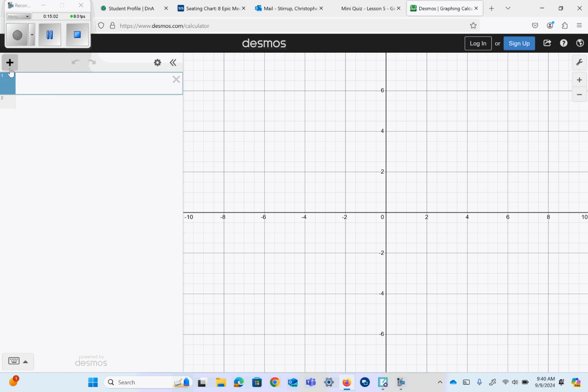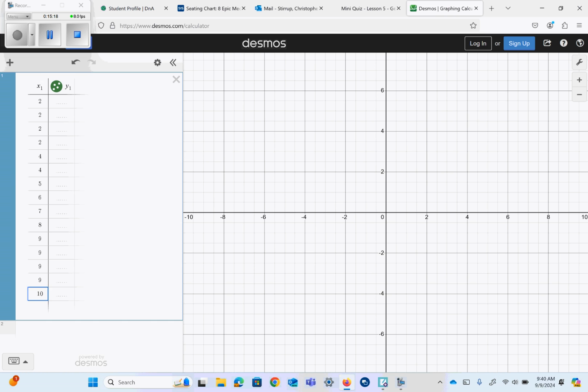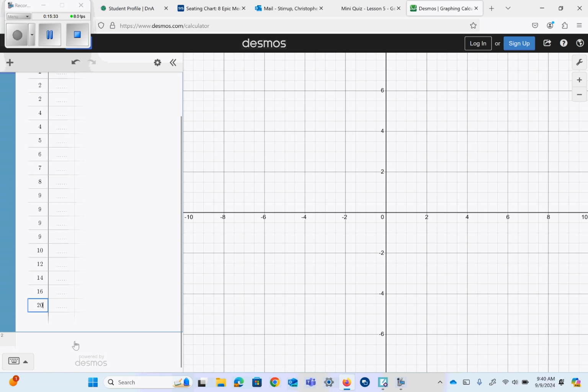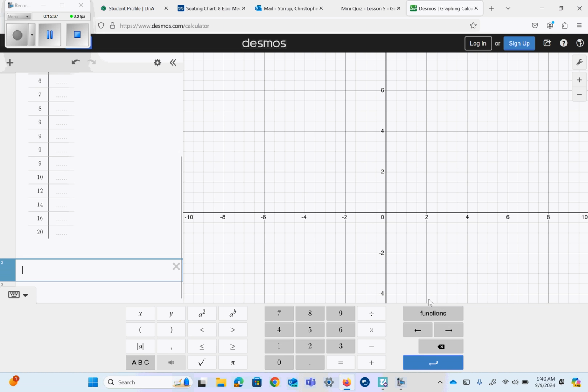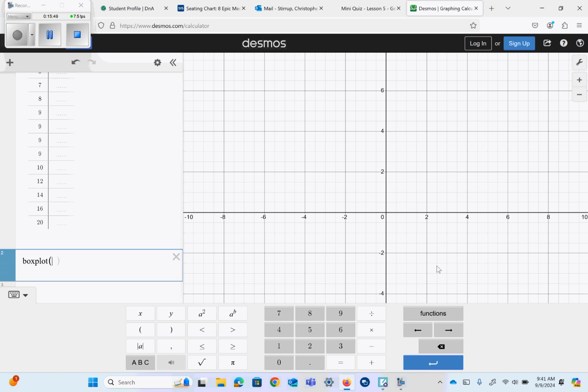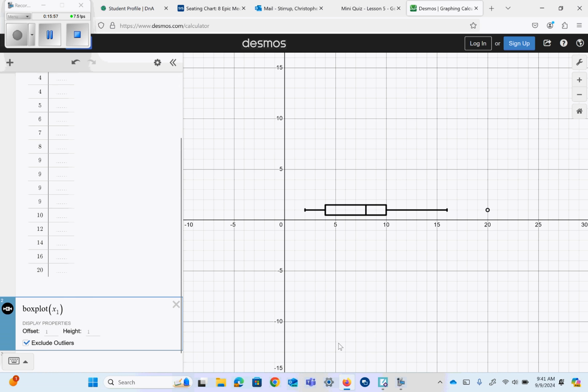So 5 numbers, or this can all be done on Desmos. Let's just make up some values. All right, so I just made up some data. I didn't get this from anywhere. But what you can do is you can go and look for, under functions, you can look for box plot. So if you see it before me, let me know. I found it. Box plot, found it too. Box plot, X1. Once you have it in there, hit the plus button, and then you can zoom in.